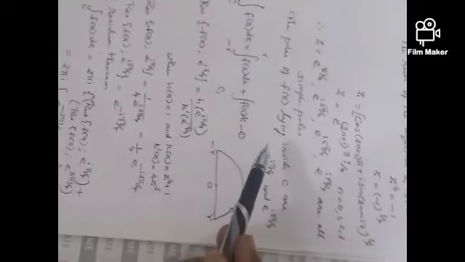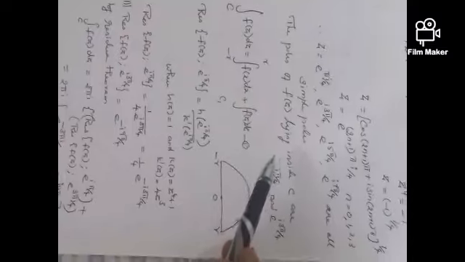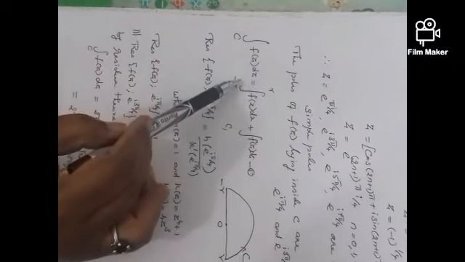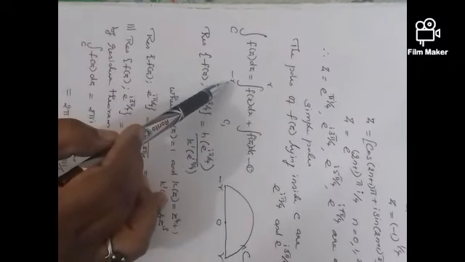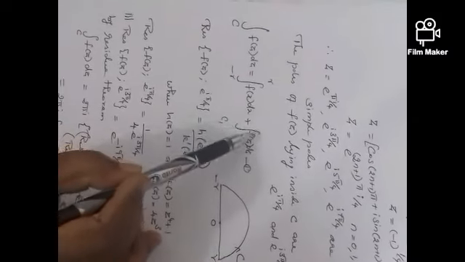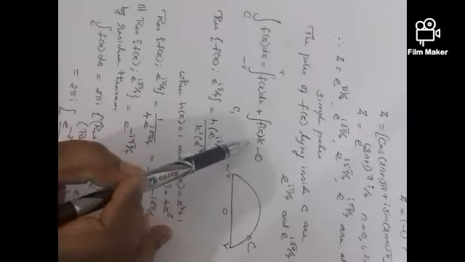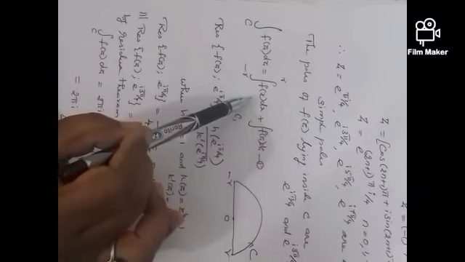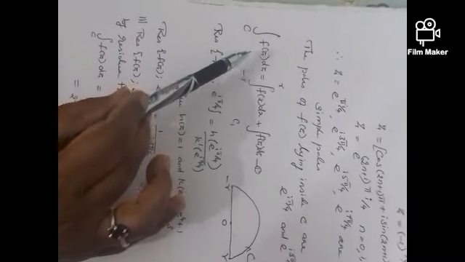We choose a contour consisting of a closed interval minus r to r on the real axis and the upper semicircle modulus of z equal to r. That is, integral over C of f of z dz is equal to integral from minus r to r of f of x dx, the real line, plus integral over C1 of f of z dz, the upper semicircle. The sum of the upper semicircle and the real line is equal to the contour C.